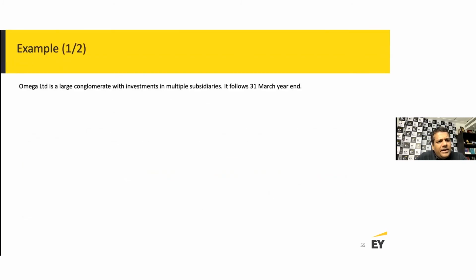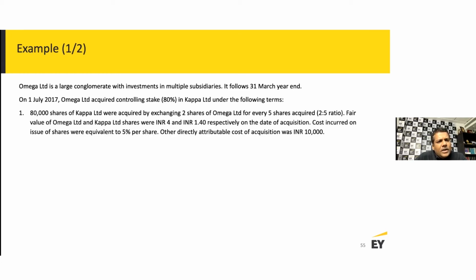Now, Omega Limited is a large conglomerate with investments in multiple subsidiaries, okay? It follows 31st March as the year end. Now, on 1st of July 2017, Omega Limited acquired the controlling stake in Kappa Limited under the following terms. 80,000 shares of Kappa Limited were acquired by exchanging 2 shares of Omega Limited for every 5 shares acquired.